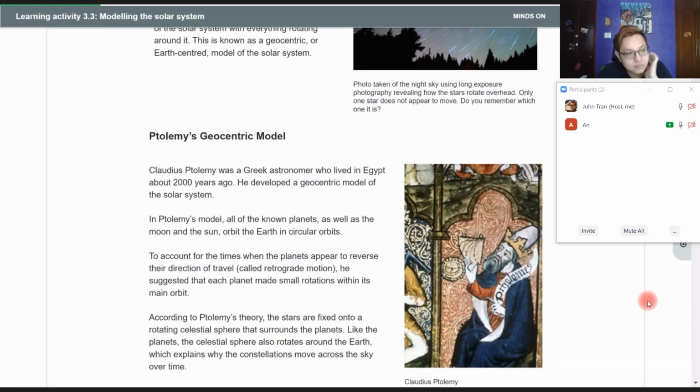According to Ptolemy's theory, the stars are fixed onto a rotating celestial sphere that surrounds the planet. Like the planet, the celestial sphere also rotates around the Earth, which explains why the constellations move across the sky over time.